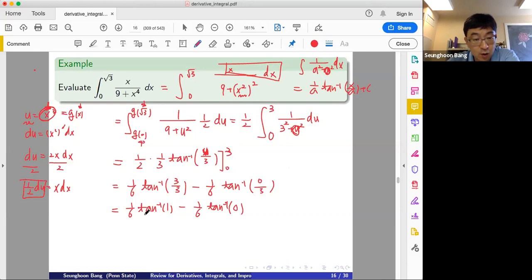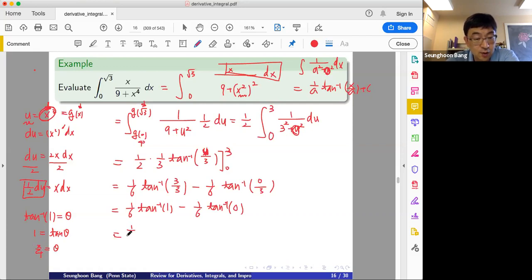So next, what is inverse tangent of 1? Yes, this is pi over 4. If we don't know the angle theta, you can change it: 1 equals tangent theta. Tangent theta equals 1, so angle theta is exactly pi over 4.